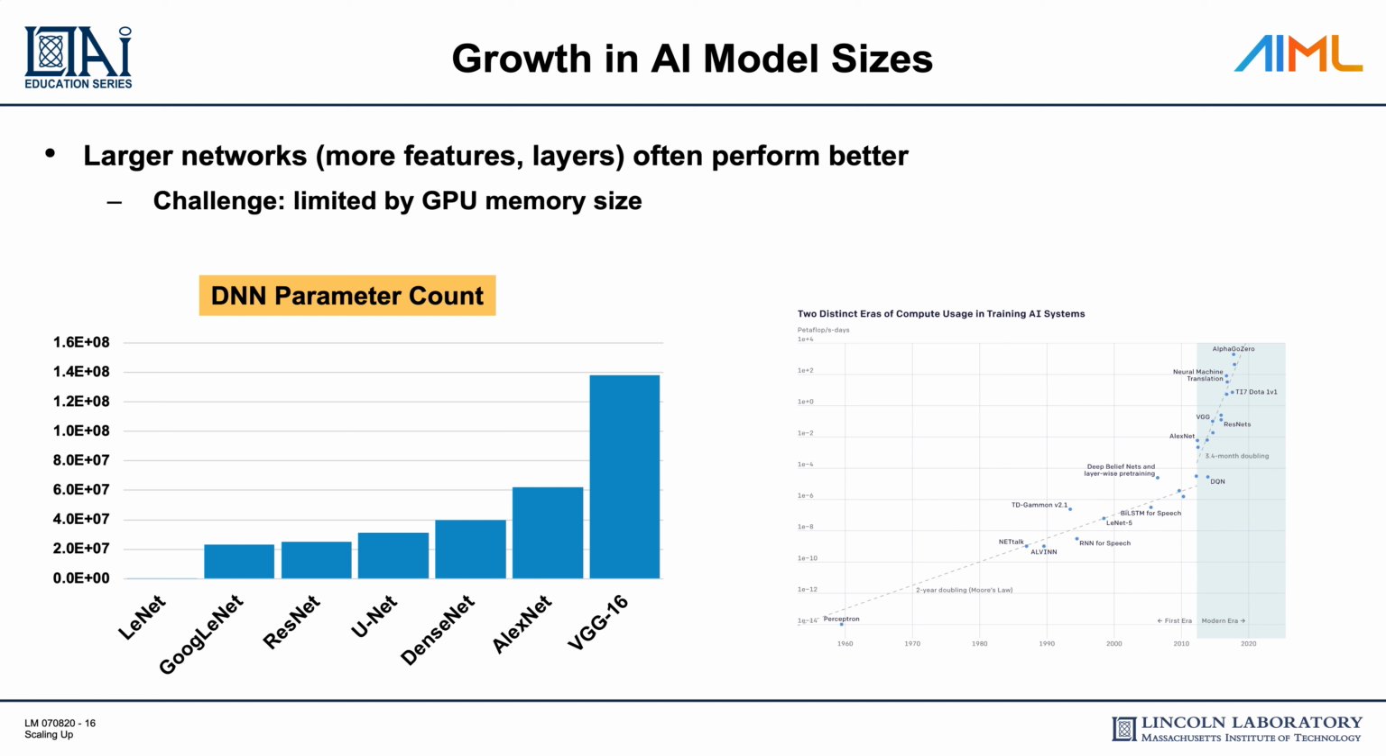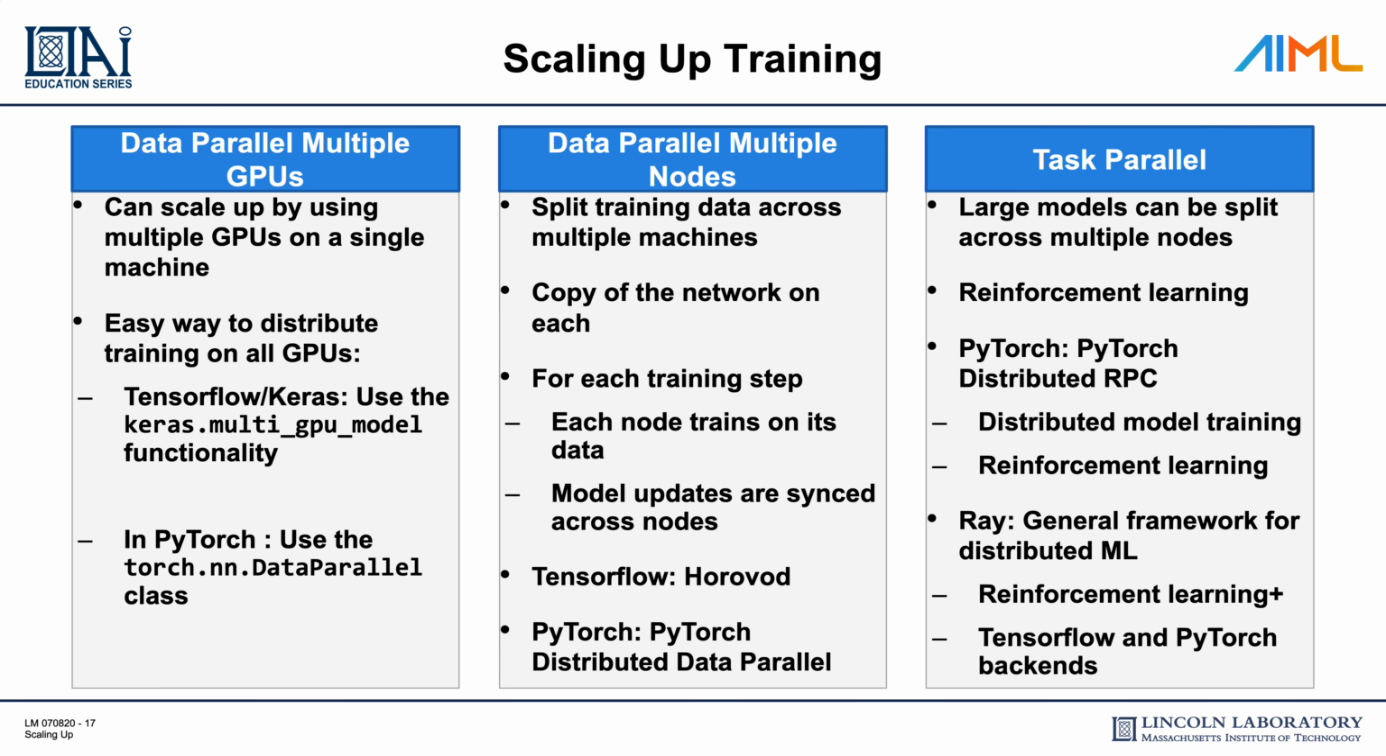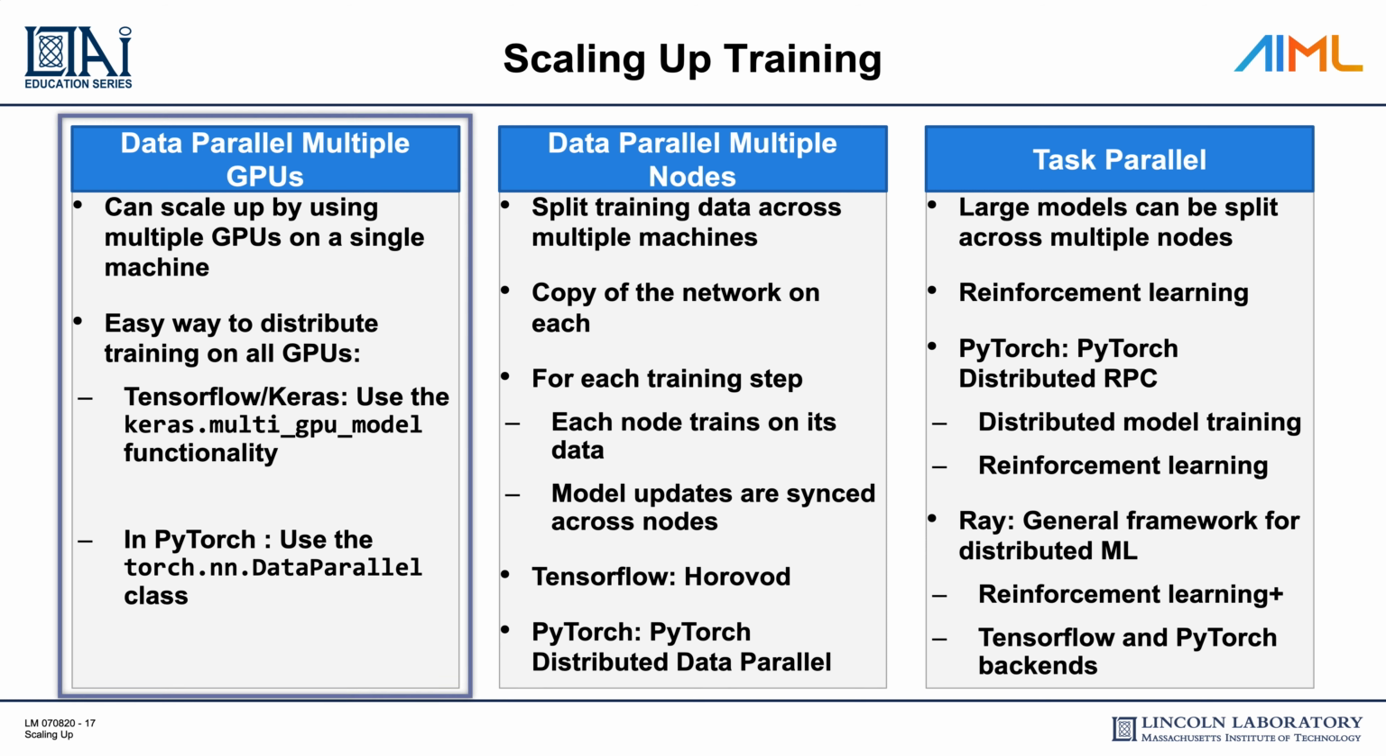This can also stress the GPU memory size and may require splitting the model across multiple GPUs on different nodes. How might we do this? Here are a few ways in increasing complexity. The easiest thing to do is to distribute training on multiple GPUs on a single node or computer. This is part of the core functionality of Keras and PyTorch. In Keras, you can use the multi-GPU model functionality, and in PyTorch you would use the data parallel class.